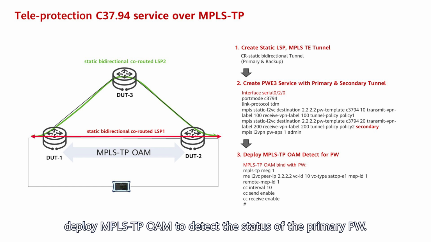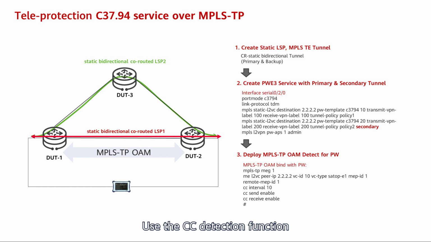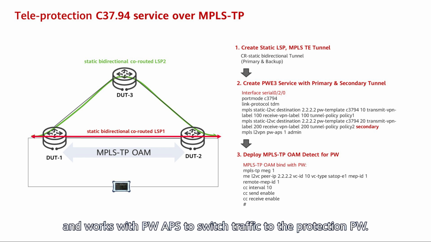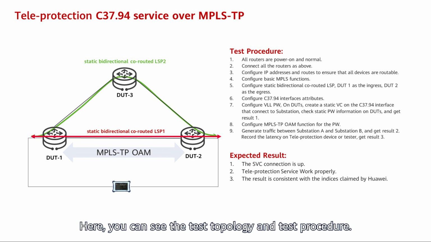Third, deploy MPLS-TP OAM to detect the status of the primary PW. Use the CC detection function and you can adjust the detection interval. If the primary PW fails, MPLS-TP OAM quickly detects the fault and works with PW-APS to switch traffic to the protection PW. Here, you can see the test topology and the test procedure.